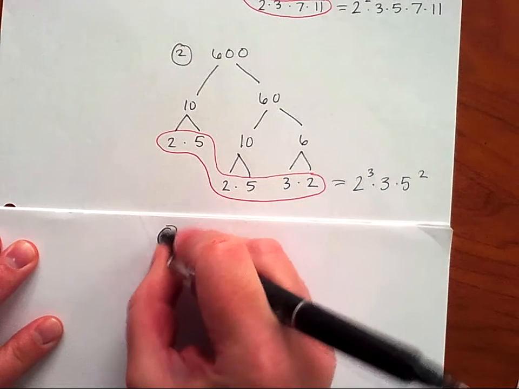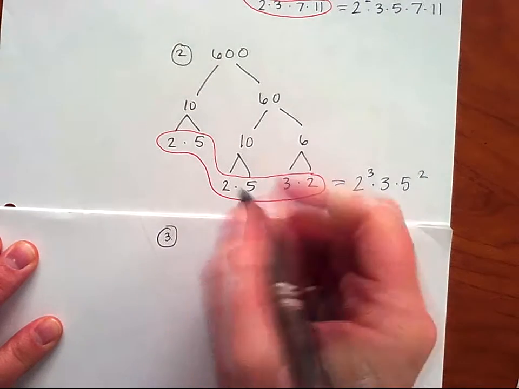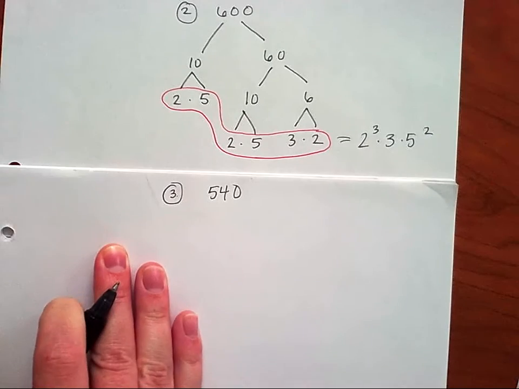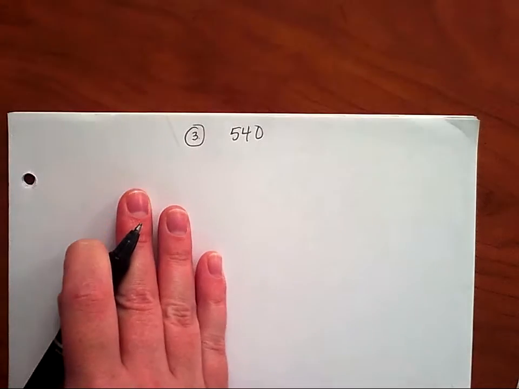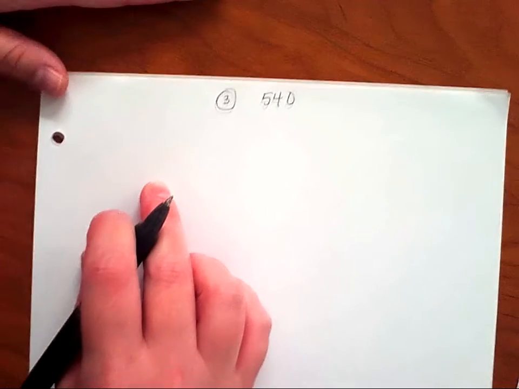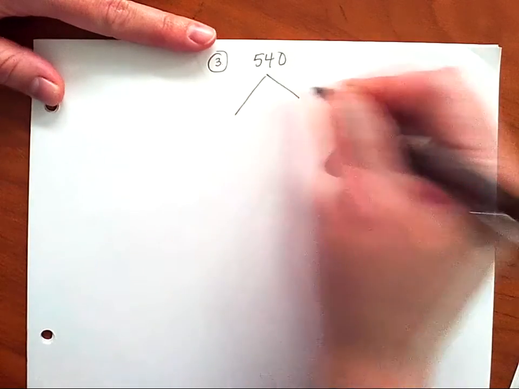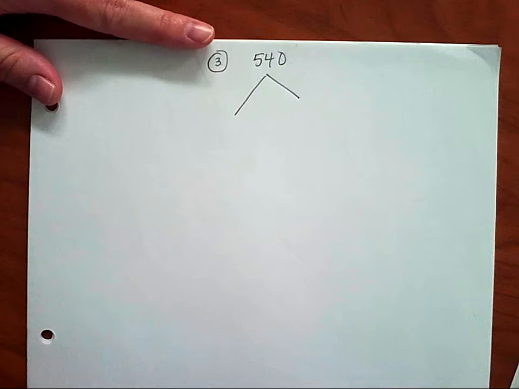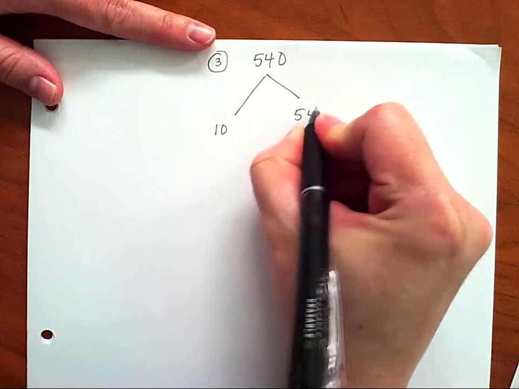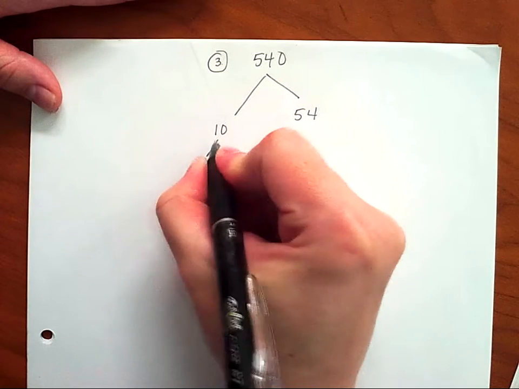All right, another example. So factor 540. What's the easiest thing to see that this is divisible by? 10, right? Because it ends in 0. So it's 10 times 54. Those are easy numbers to deal with, right? What's 10? 2 and 5.